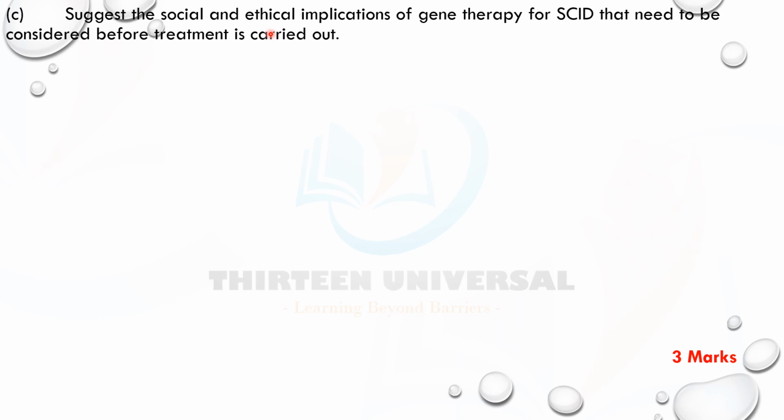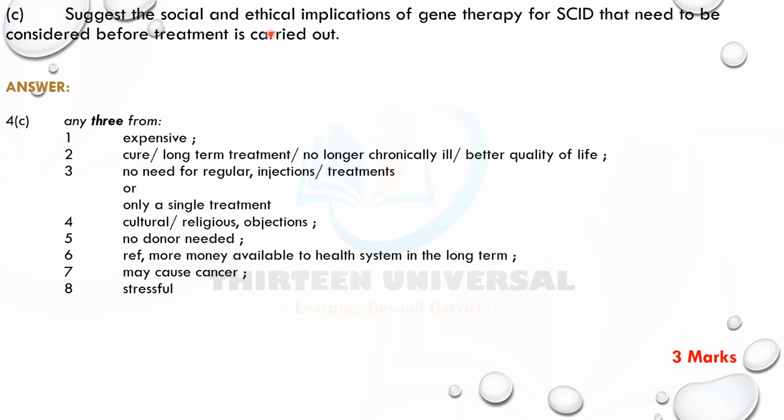So what else do you think? Let's look at what the mark scheme says. It said it's expensive. Yes, remember that once it's treated, you don't have to give the person drugs again. No longer chronic, only one single treatment. No donor needed, like we said before. Money is available to the health system. It may cause cancer. These are the disadvantages. Remember, when they say ethical implication, they must mention disadvantages and advantages. Expensive is a disadvantage, but this is an advantage long term. No need for regular injections, only a single treatment. These are also other implications: cultural beliefs. People say you play God, and people don't believe in gene therapy.